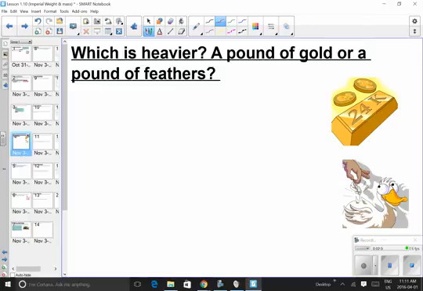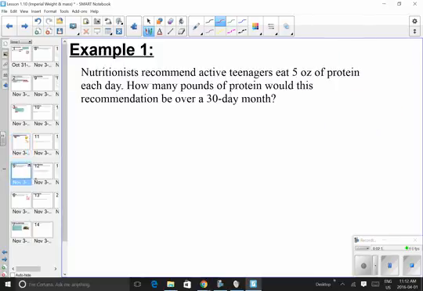This one I'll do in a different video sometime, or I'll just chat with you in class about which is heavier, a pound of gold or a pound of feathers. But let's move on. So in this example, nutritionists recommend that teenagers eat 5 ounces of protein each day. How many pounds of protein would this be over a 30-day period? So first, let's figure out how many ounces, then we'll figure out what that is in pounds.